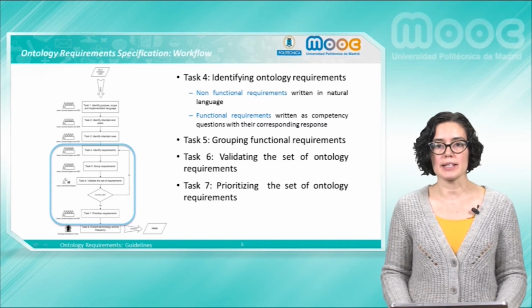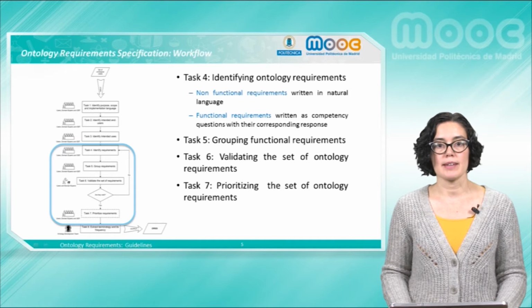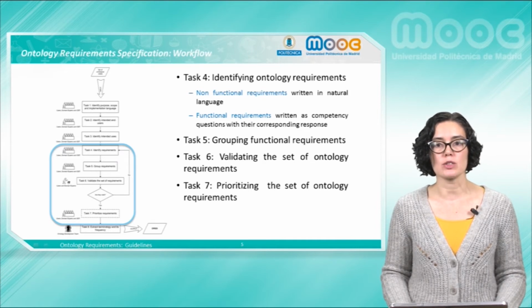Once we have validated the set of requirements, we should perform task 7, which consists of establishing priorities in the set of requirements. The aim of this task is to provide different levels of priority to the requirements groups, and also within each group to provide priorities to each requirement.